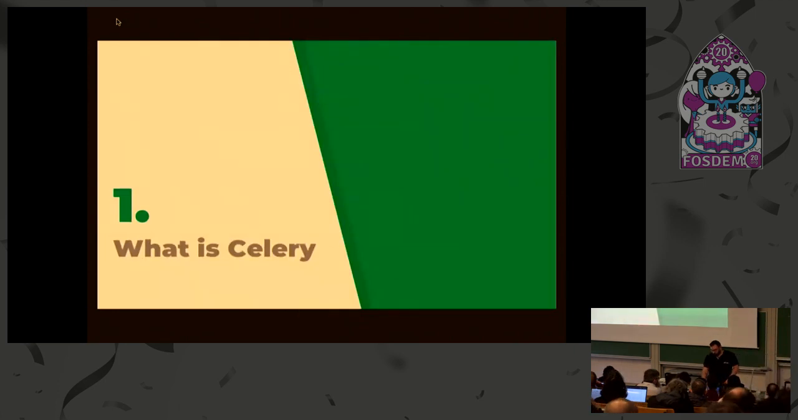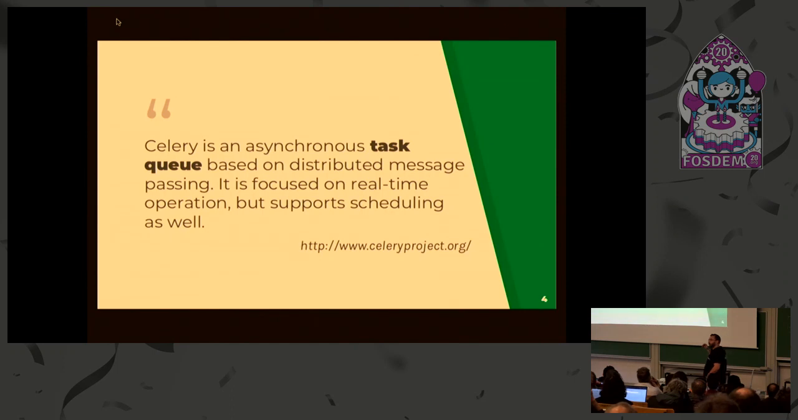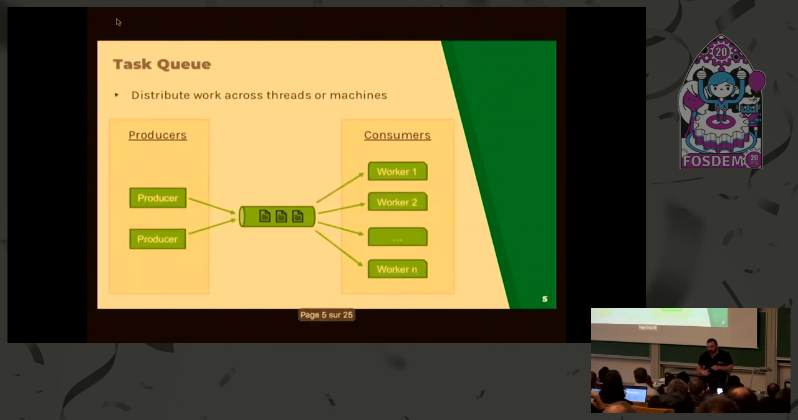What is Celery? This is the official description in the Celery documentation: Celery is an asynchronous task queue based on distributed message passing. Celery supports real-time processing but also periodic scheduling. What does it mean? In fact, the important words here are task queue. What is a task queue? In fact, it's really simple. It's just a mechanism used to execute some tasks in other machines or threads. How to do that?